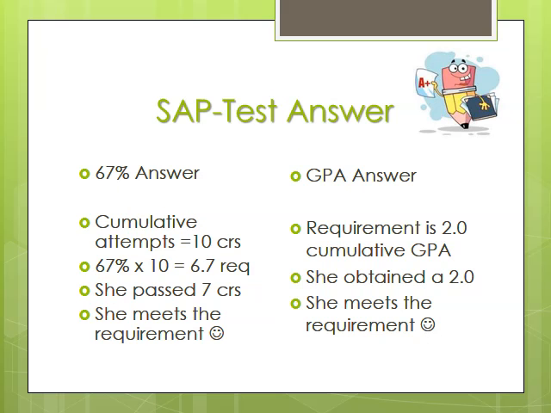Well, let's look at the answer. 67%. Cumulatively, she took 10 credits. Well, 67% of 10 is 6.7 hours. She passed 7 hours, so she meets this requirement. GPA, she earned a 2.0 cumulative average. And we require 2.0 cumulative average, so she meets this requirement as well.